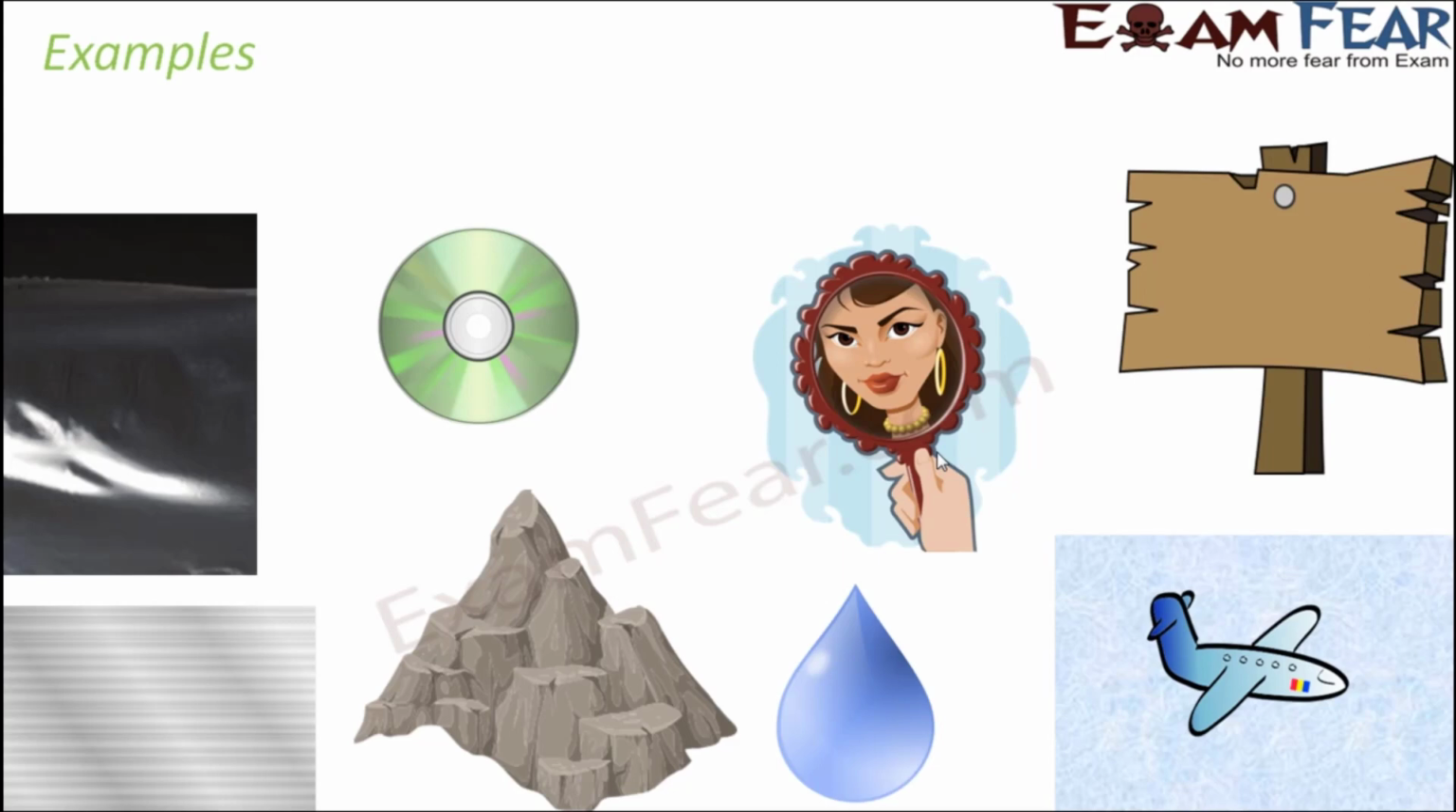Now let us look at some examples, and with these examples we will try to classify them as transparent, translucent or opaque objects. This will help you to understand even better the concept of transparency. So here we see a lot of pictures. When you talk about air, what do you think air is? Air is present all around us. So is air transparent, translucent or opaque? Definitely air is transparent.